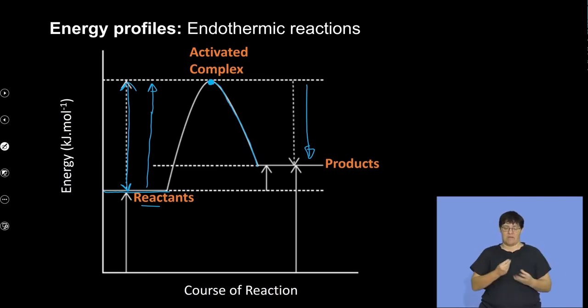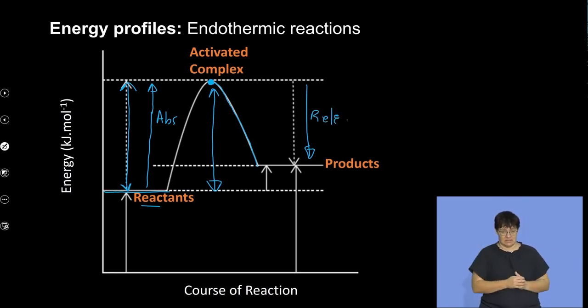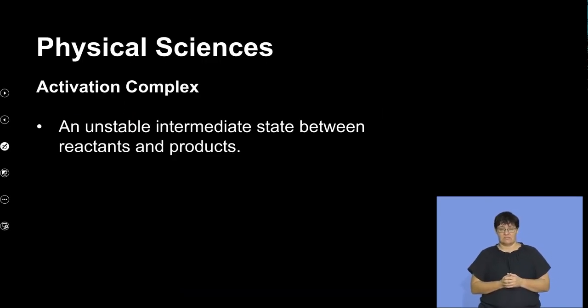So the minimum that is required for this reaction to take place is our activation energy. That's our activation energy. This interval of energy represents the minimum. So this is what is absorbed in terms of energy, and this is what is released. Then we are able to say in an endothermic reaction, more energy is absorbed than what is released. That's the profile.